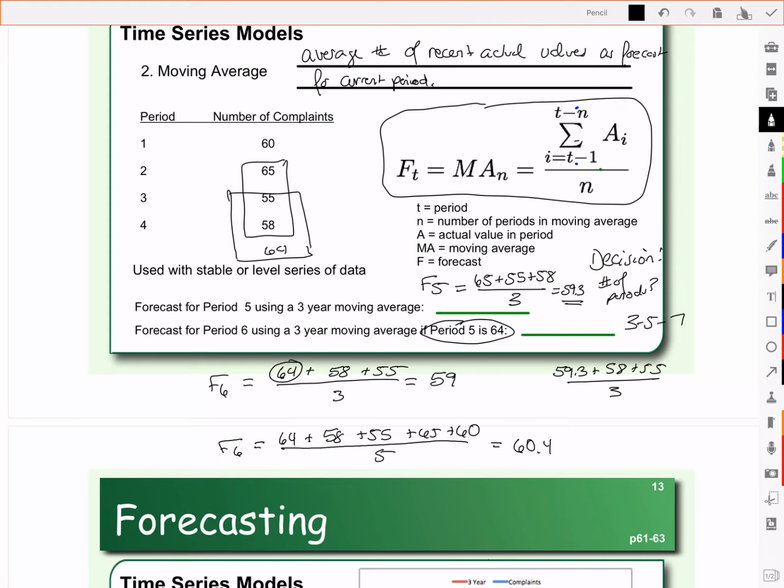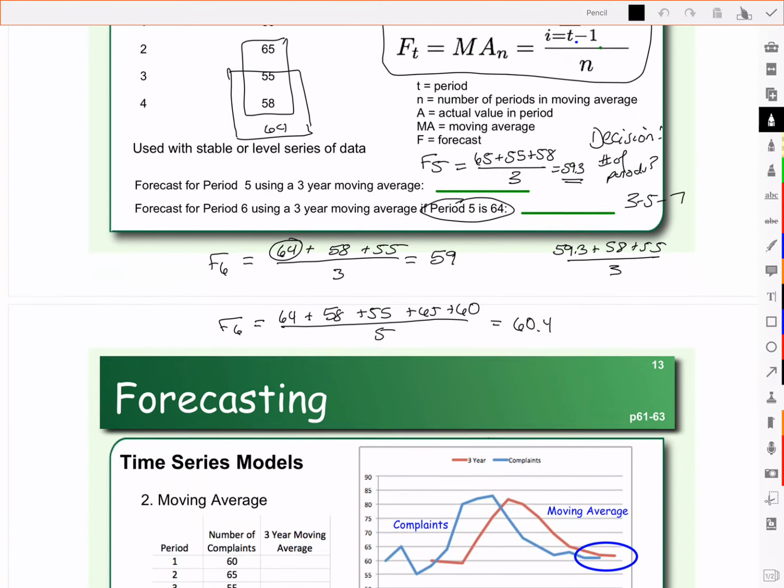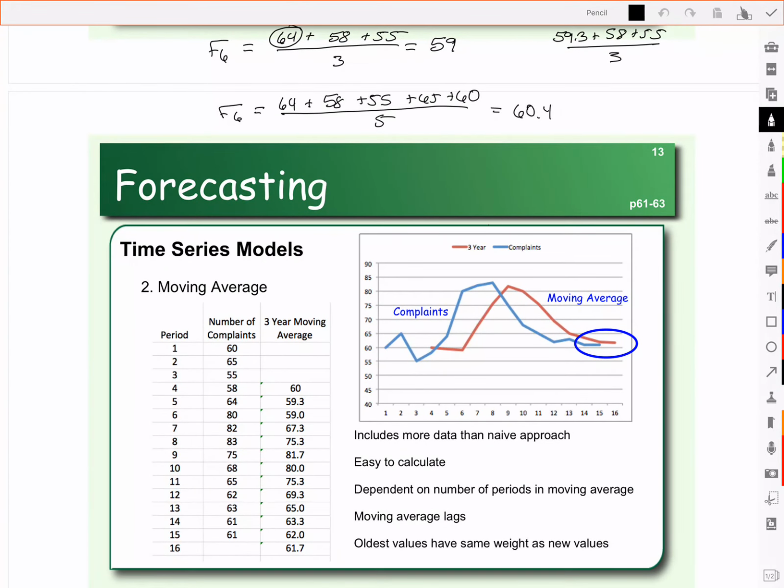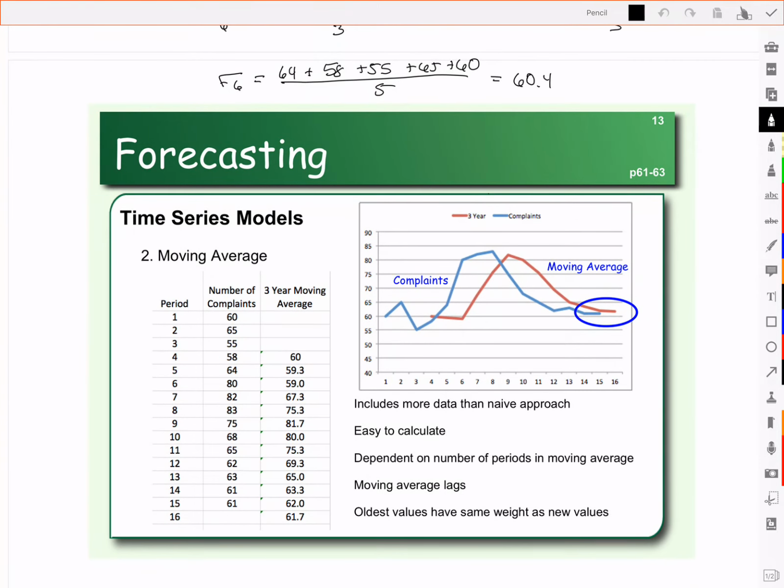So you see how it changes depending on what number of periods we choose. So what difference does it make what number of periods you choose? It depends on how smooth you want your forecast to be. The more periods, the smoother it's going to be, because you're taking more data into consideration and it's kind of taking out the extremes and smoothing it out. If it's a shorter term moving average, then it's going to have more variation.